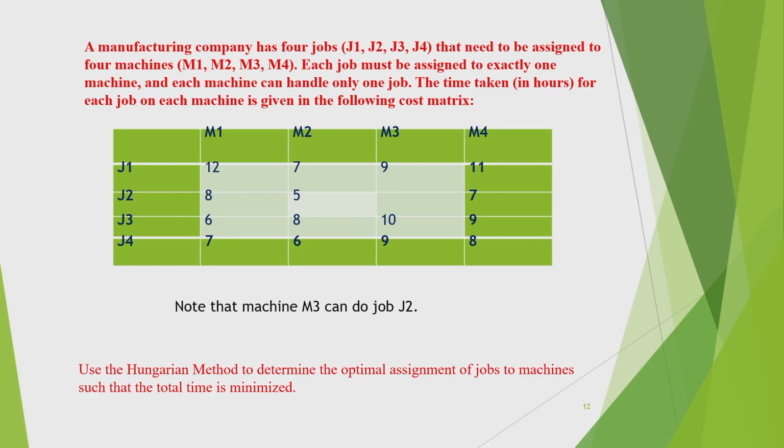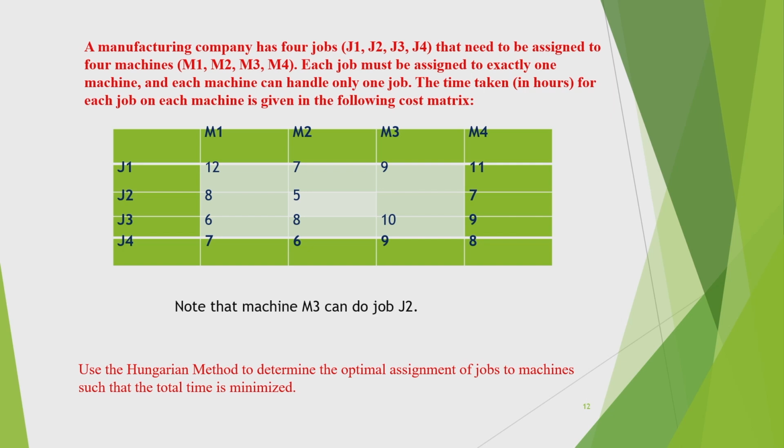Now let me give one more example in which there are actually 4 assignments to be done. That means 4 rows and 4 columns, one degree higher. That's why I am giving this example. A manufacturing company has 4 jobs, J1, J2, J3, J4, that need to be assigned to 4 machines, M1, M2, M3, M4. Each job must be assigned to exactly one machine and each machine can handle only one job. The time taken in hours for each job on each machine is given in the following cost matrix.